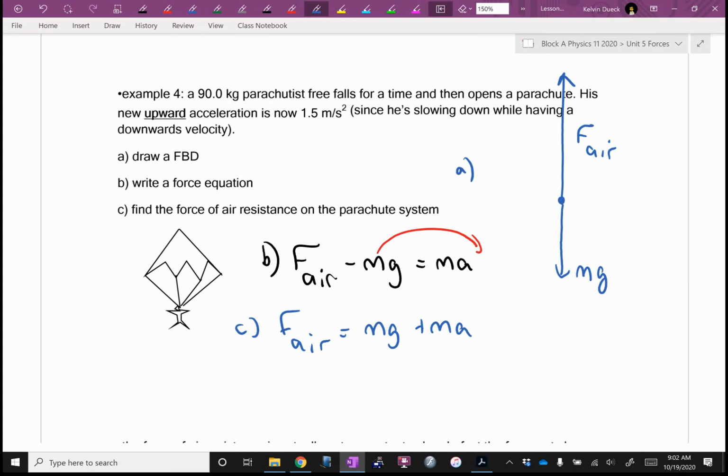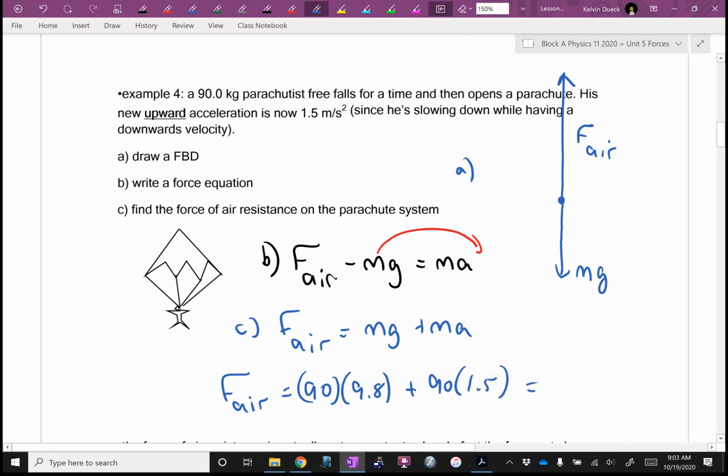Now they want me to crunch the numbers. M, what's the mass? 90. G, 9.8, not negative in this unit. I took care of the negative with my winner minus loser. What's A? I'm guessing the question told me somewhere, I hope. And hopefully you're at the stage where you looked for meters per second squared and then found the number, rather than looked for a number and then looked at the units. What is it? 1.5.